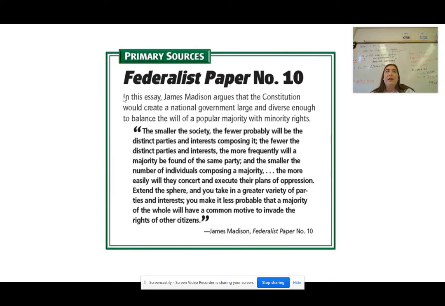Whereas if we expand this sphere and include all of the states in this union together, we will see a less likely probability that there would be conflict between these interest groups. Think about it. Like I said, there are farmers, merchants, bankers, soldiers, artisans, shopkeepers. There are so many different people with so many different interests and backgrounds throughout the 13 colonies at this point that unity is tough.